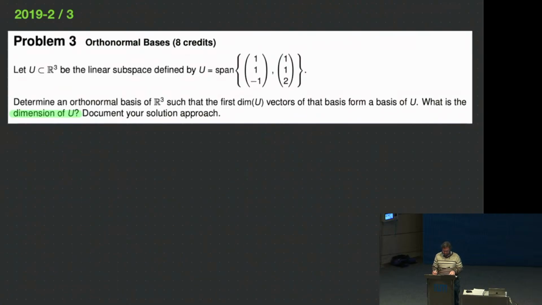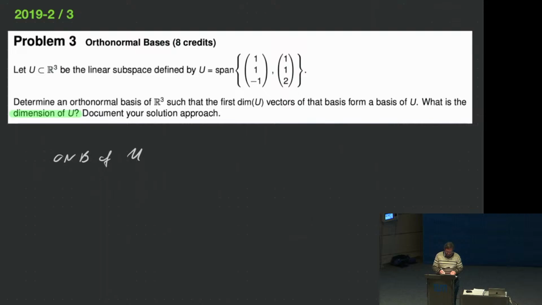Totally unnecessary. All right, so determine an orthogonal basis of R3 such that the first dim U vectors of that basis form a basis of U. Now, what is that problem asking us to do? Basically, that's a convoluted way of saying I want an ONB of U, and I want then to extend that ONB of U such that I get an ONB of R3, right?